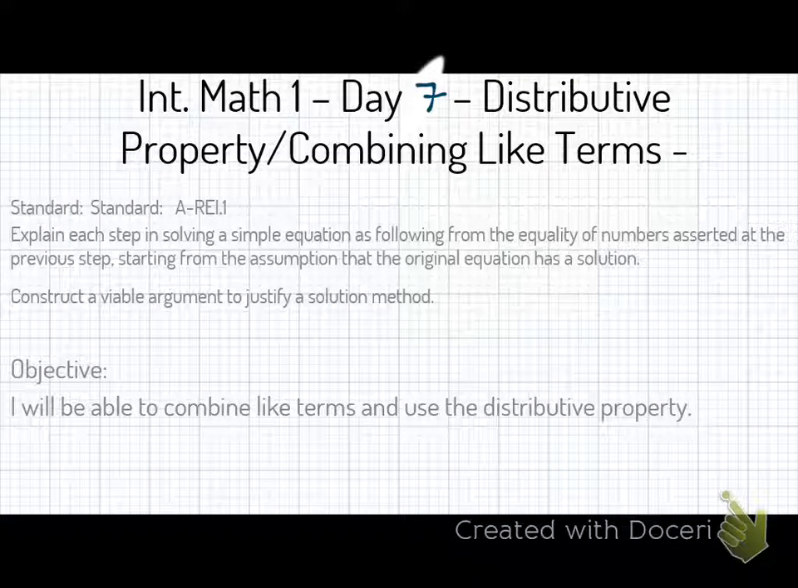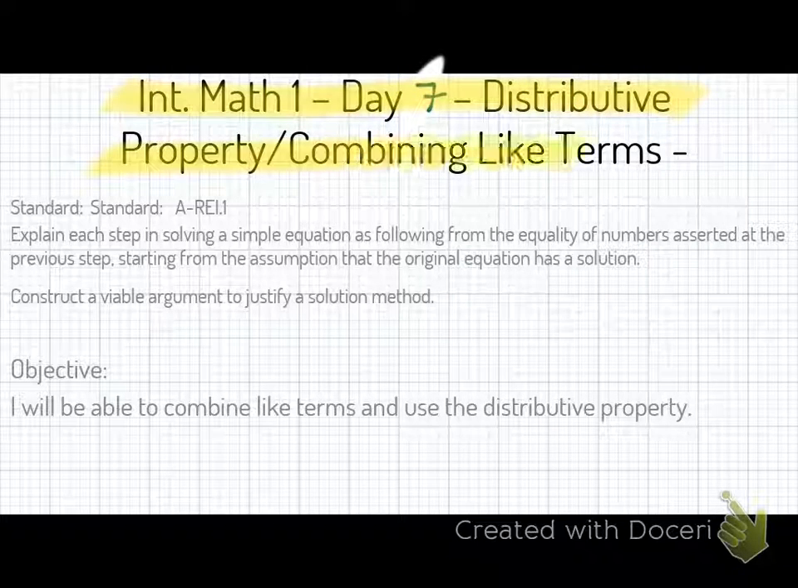This is lesson 7, or day 7. This is the lesson today, what we're doing. So we're learning about the distributive property and combining like terms together. These are things that you should already know from before. I know that I've taught this before to 7th grade math.